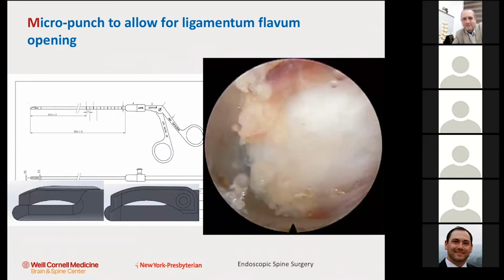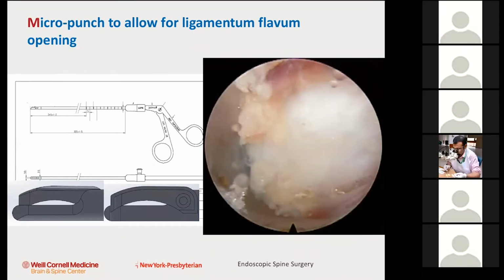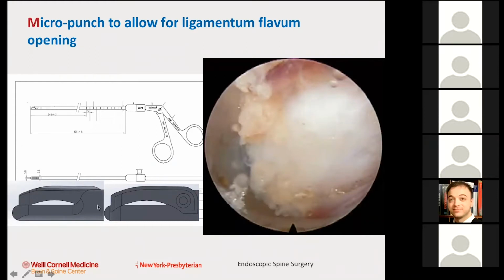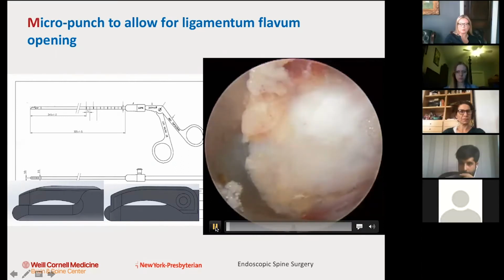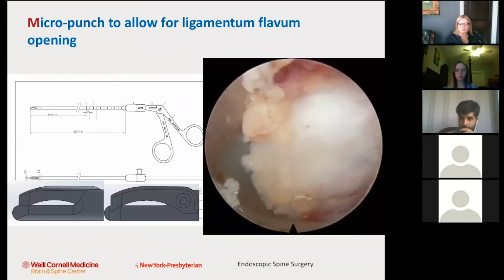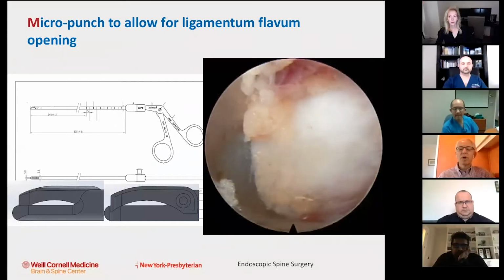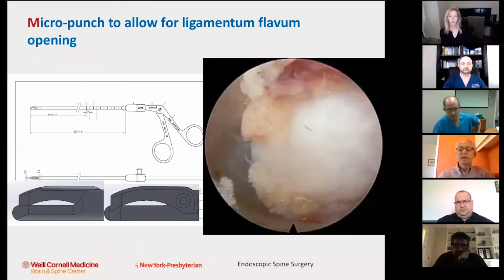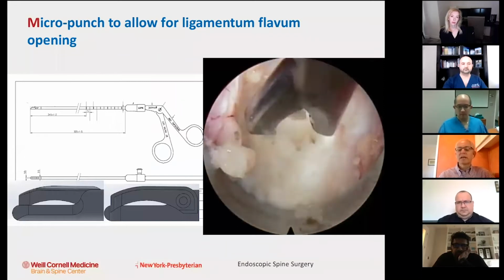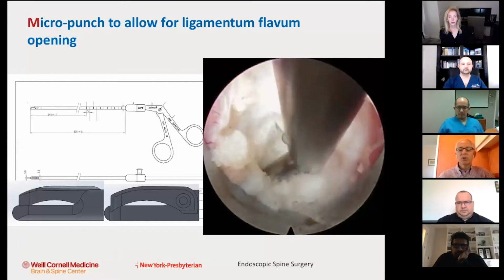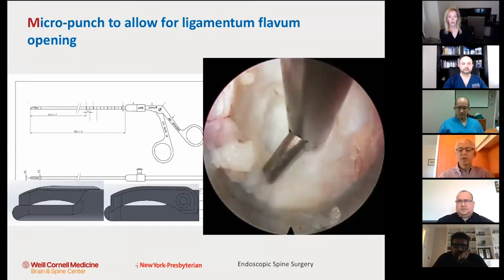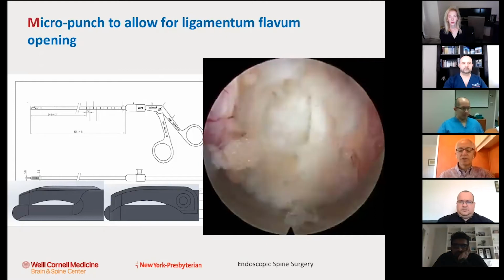There's always a lot of questioning about how to open the ligamentum flavum in the interlaminar approach. What I use is a micro punch where one aspect is blunt. I think this video shows that well. It's important to clean off the ligamentum flavum extremely well. There's often fat and muscle, and it's worth spending that extra couple minutes. Then using this punch, place in the blunt foot of the punch and then snap it closed.